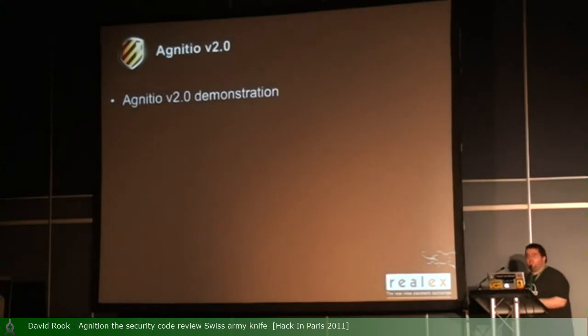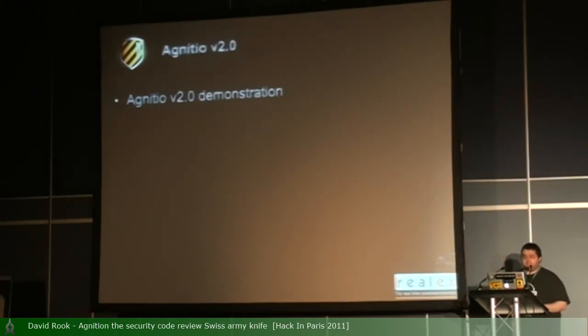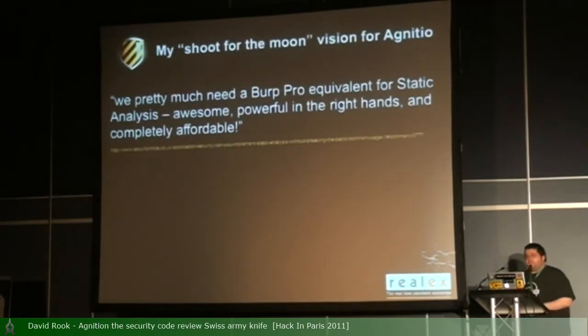I want it to be the kind of Swiss Army knife for security code reviews. It might not be the single best solution at any one of the things it's trying to do. But if you know that you open one application and you've got everything you need for that good security code review process, then it has a value. And I always struggled with trying to define what I long-term wanted Agnitio to be, until someone posted this comment on a blog post I wrote about static analysis tools.